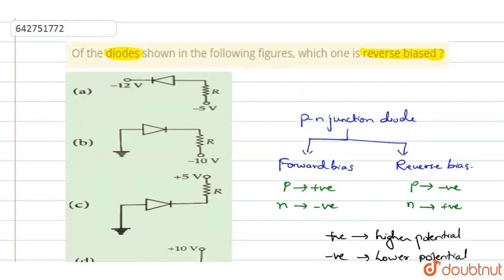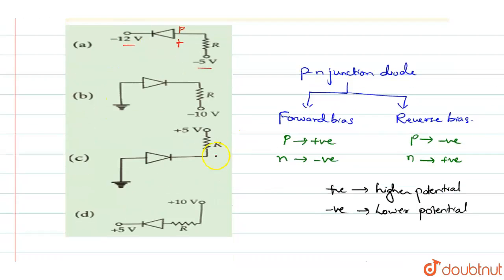Now start observing each one of them. Now see the first one. This is the P-type part. Here the P-type part is connected to minus 5 volts, whereas the N-type part is connected to minus 10 volts, which means that the P-type part is at a higher potential compared to the N-type part. So this cannot be reverse biased. Now see the second one. P-type is grounded, which means its potential is 0, and the N-type is at minus 10 volts. Again, P is at a higher potential, so again it cannot be a reverse bias.